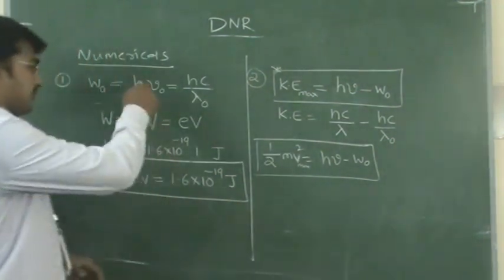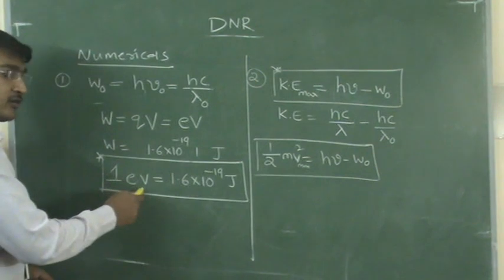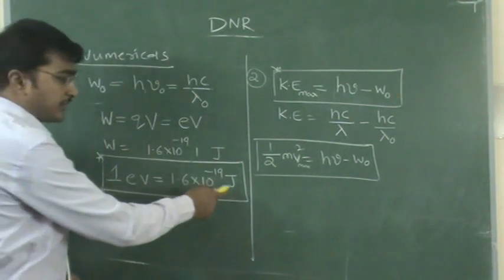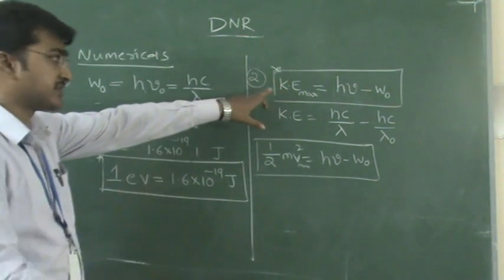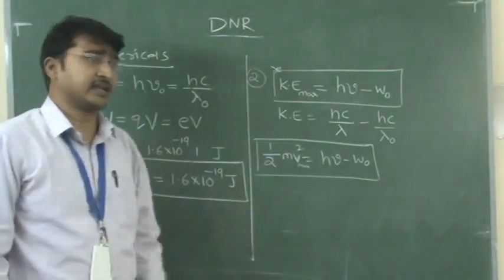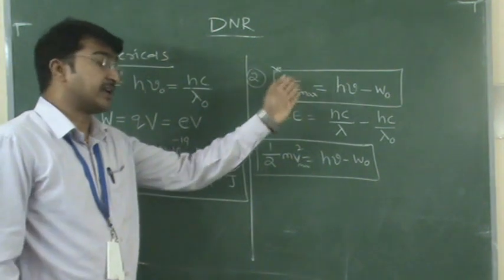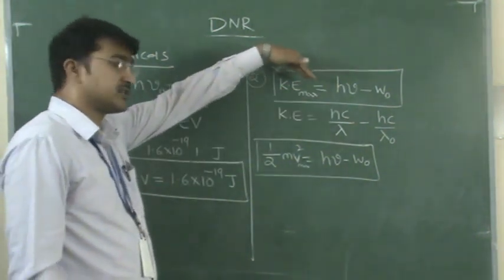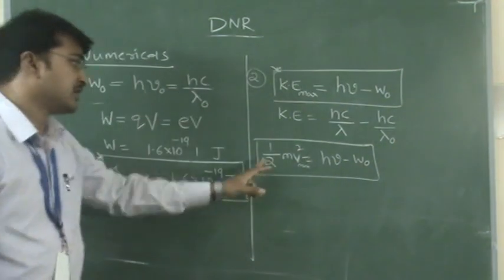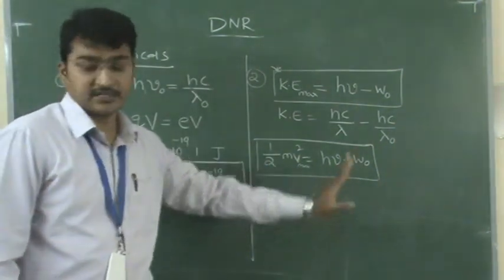Clear now? Work function: 1 electron volt equals 1.6 into 10 to the power minus 19 joules. Make a note of it. Okay, so I'm just revising everything. Kinetic energy, photoelectric effect equation, Einstein photoelectric equation: the maximum kinetic energy of ejected electrons is half mv square equals h nu minus W naught.